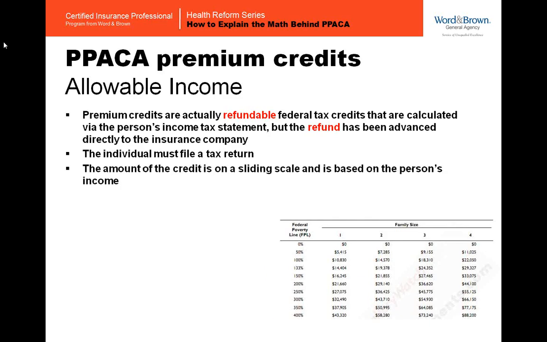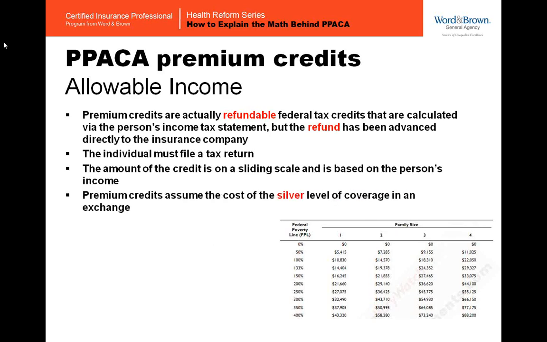The amount of credit is obviously based on a sliding scale. The lesser you make, the more credits you're going to get until you drop below a certain level and then you go to Medi-Cal. The premium credits are going to assume that the individual bought a silver level of coverage. In other words, a coverage level approximating about 70% of his possible claims. So if he buys a bronze, he doesn't get cash back. It just simply costs him less money. If he buys up and buys a gold instead of the silver, any extra money he would have to pay out of his pocket.